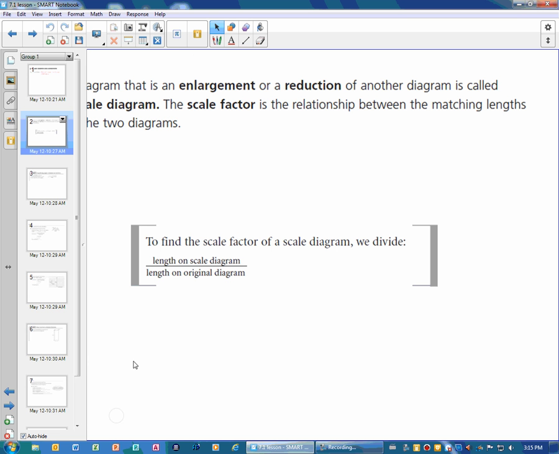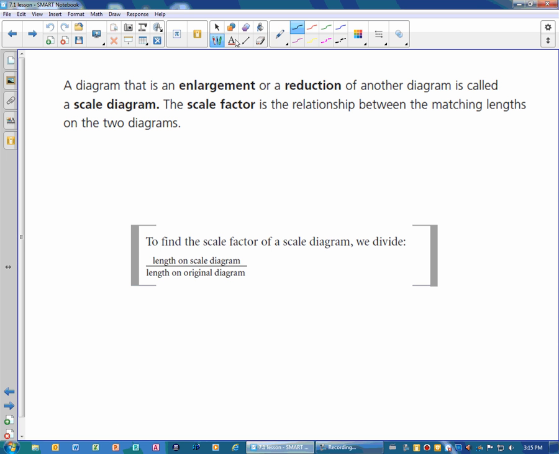Oh, I need a pen, one sec. So to find the scale factor of a scale diagram, you divide the length on the diagram by the length on the original diagram. So the length on the scale diagram is what you're measuring, and the length on the original is what it actually is.